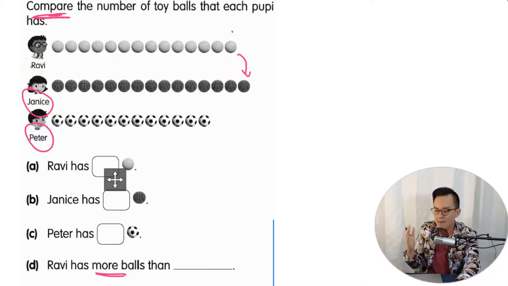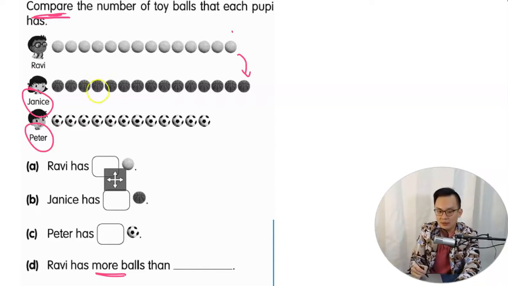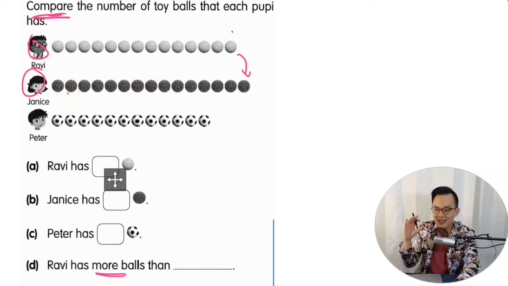And they have to understand that more and fewer are basically the same concept. All right, I just have to flip it over. More and fewer are basically the same. It's just that one of them is looking from a different perspective. If you compare Janice and Ravi, Ravi has fewer than Janice, and Janice has more than Ravi. Your child has to understand this, which is the same two things. One can be more than the other, and the other one can be fewer than this one.